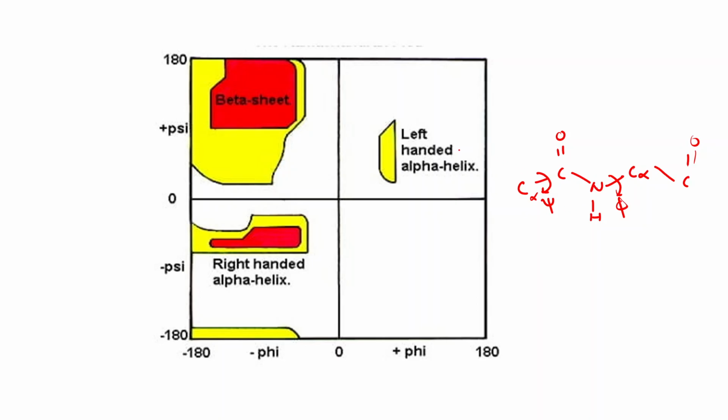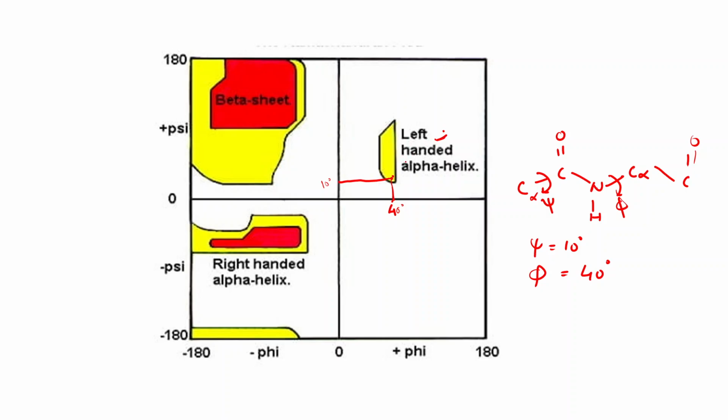So different angles. So let's say if you see this point on the graph, somewhere around 40 degrees, and somewhere around, let's say, 10 degrees. If I have the psi angle to be 10 and the phi angle to be 40 degrees, I can say that particular peptide bond will land in the left-handed alpha helix region.